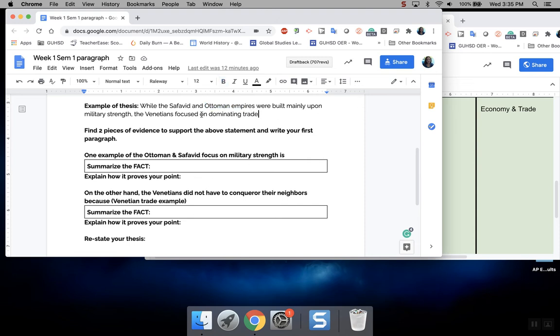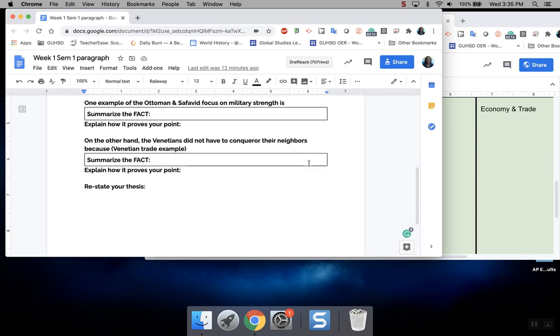So maybe I might evaluate and say that the Safavid and Ottoman empires, because they spent so much of their time on military strength, were doomed to failure because they wasted their resources instead of strengthening their people. So I could make a statement like that, and I could say, whereas the Venetians were able to prosper because they focused on more friendly relations with their neighbors. So again, restate your thesis, but don't say the exact same thing.